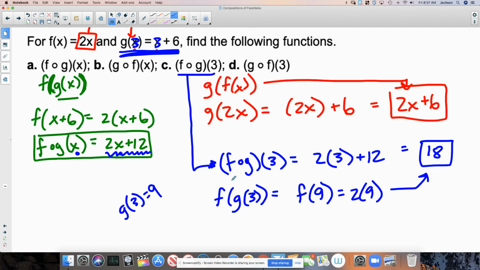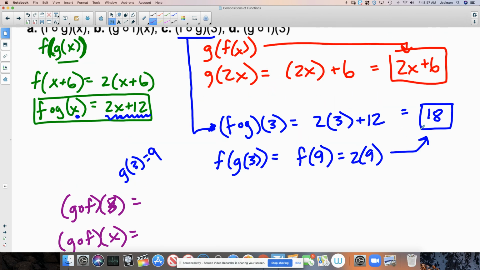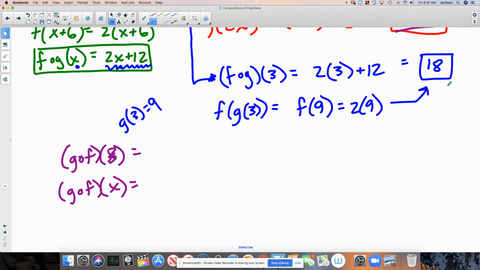Okay, let's do this last one. G of f of 3. Now they want to know what's g of f of 3. We just did g of f of x up above, and we got 2x plus 6. So if this is 2x plus 6, then g of f of 3 is 2 times 3 plus 6, which is 12.